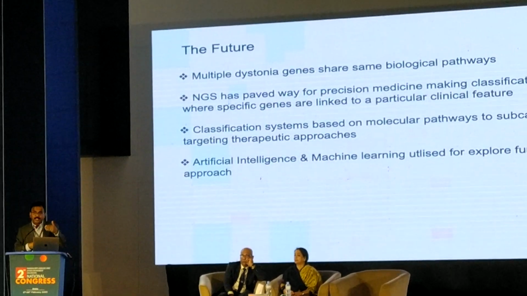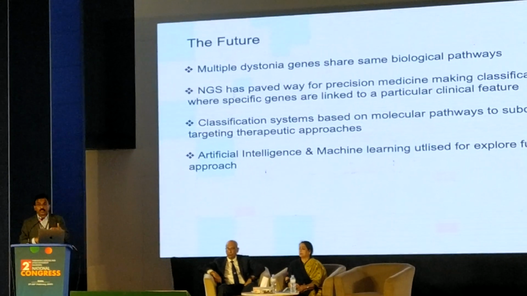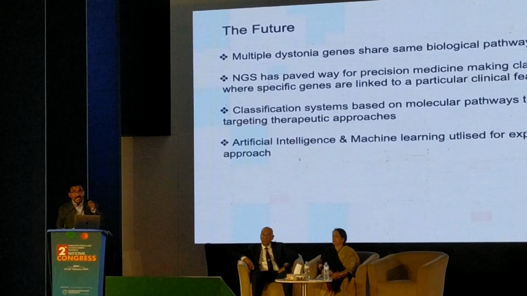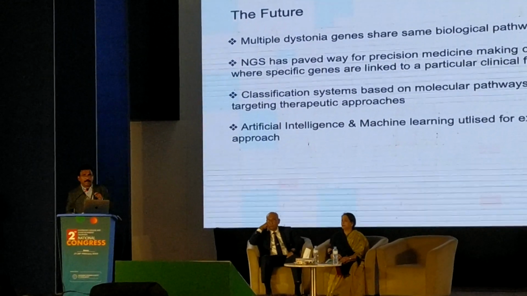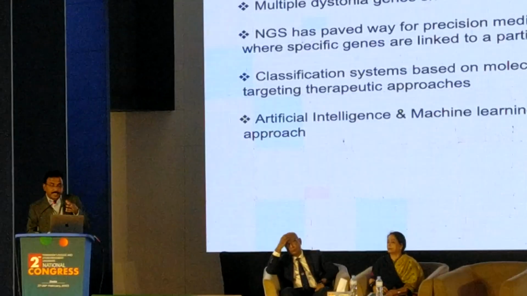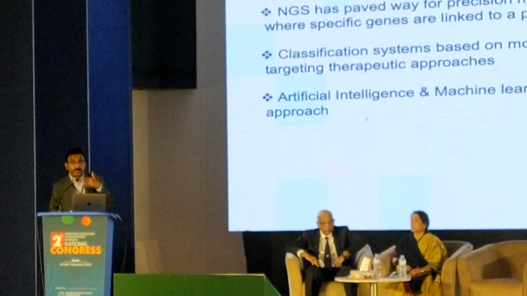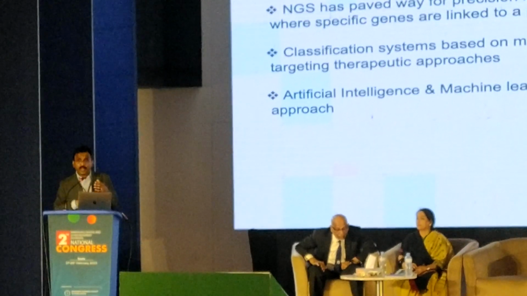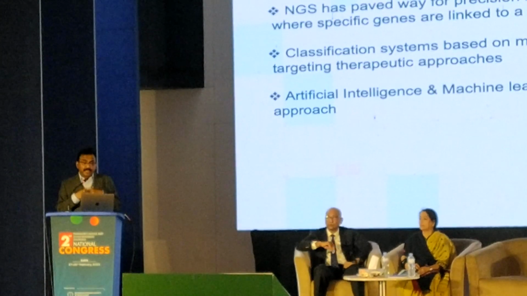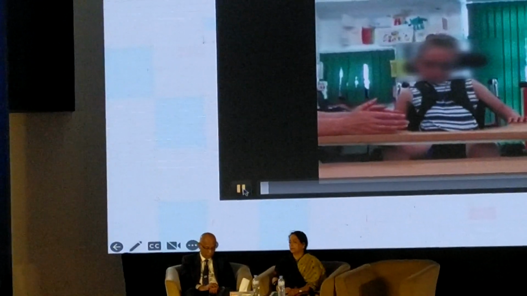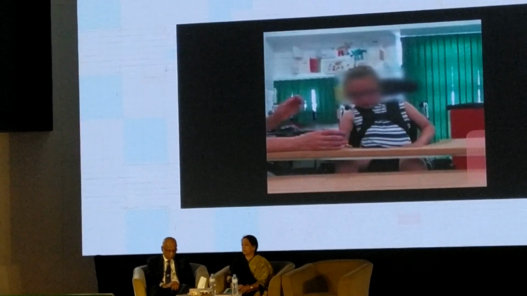So we still have a child we see in a resource-stretched setting, and then we want to give the best to a child. And classification systems based on molecular pathways to categorize the patients for targeting the therapeutic approaches are what's important. And perhaps we could use artificial intelligence, machine learning, etc. to try and compute all this data and explore further systems biology approach to try and make sense. Because like I said, the isolated dystonias, the genetic dystonias are only a small percentage of the children that we see in our day-to-day practice.